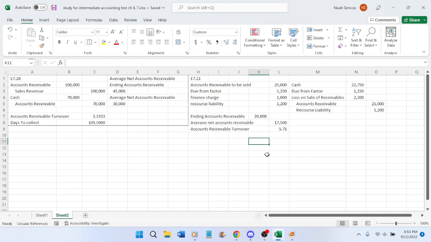The professor... All we did was calculate the loss on the sale of receivables. We didn't even do the journal entry in class. Okay, let's see. We have cash received is equal to 22,750, correct. Due from factors, 1250. Loss in sale receivables is 2,200.